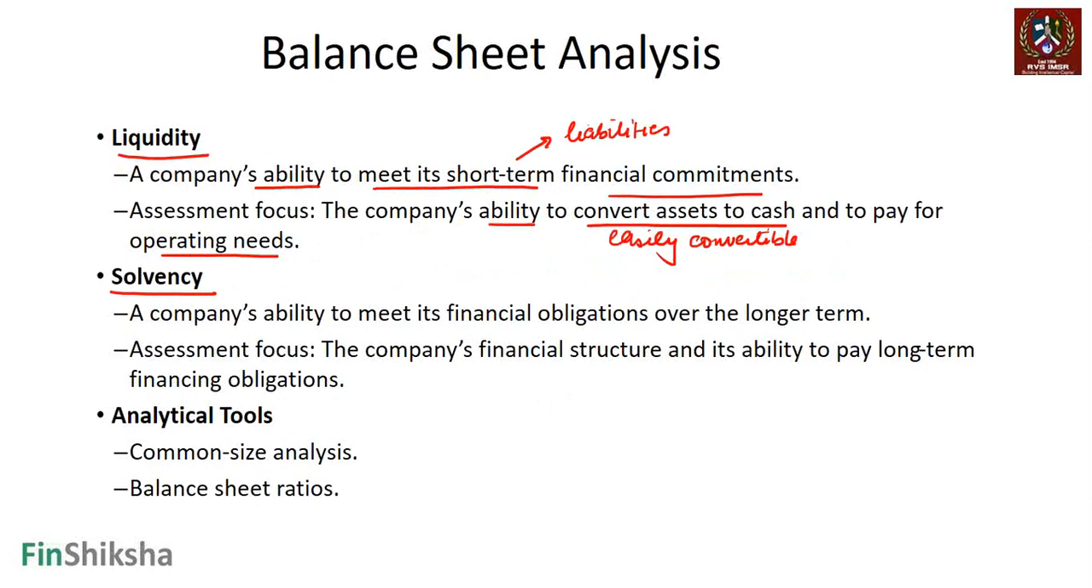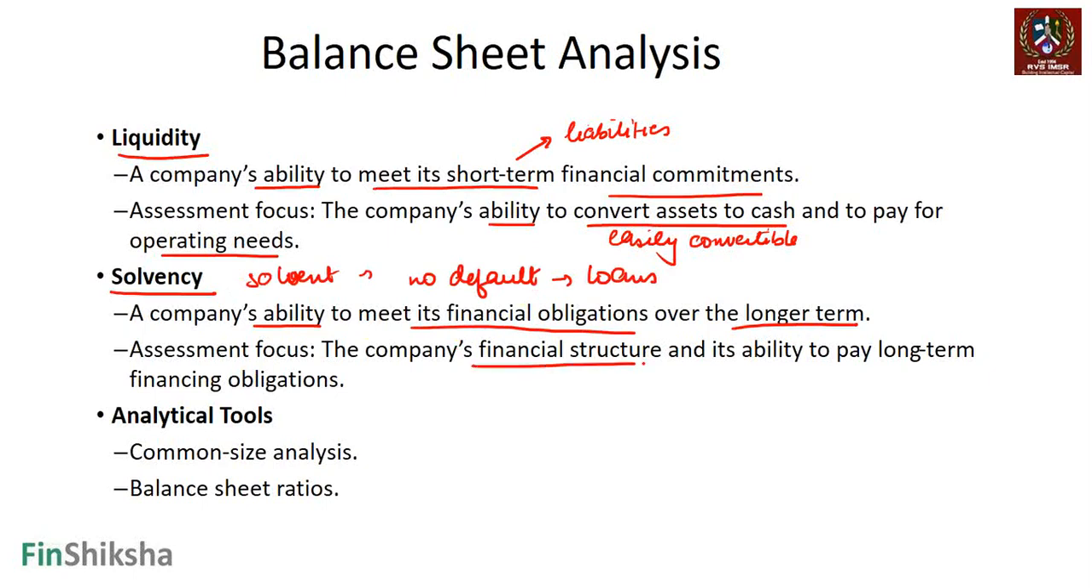The second part of the analysis is the company's ability to meet its financial obligations over the longer term, right? Not the short term, but the long term. That's called solvency, which is essentially how long can the company remain solvent. When we say solvent, it means it does not default. There is no default on the long-term obligations, typically on the loans, right?